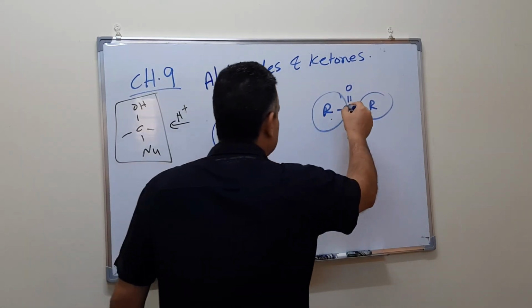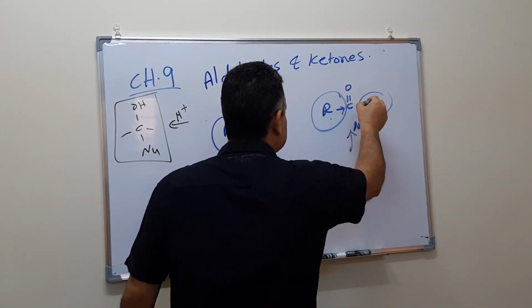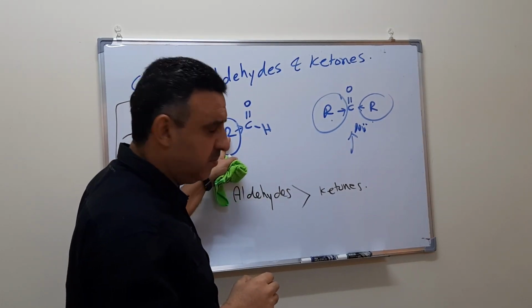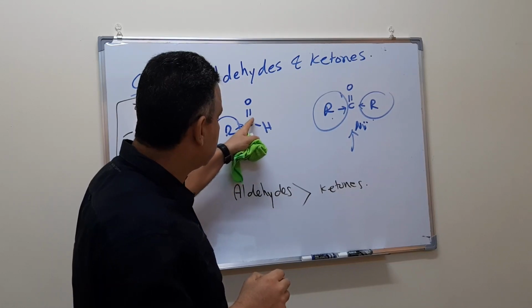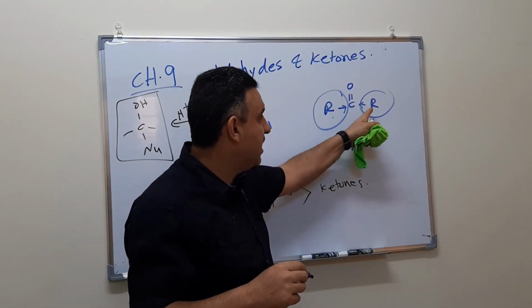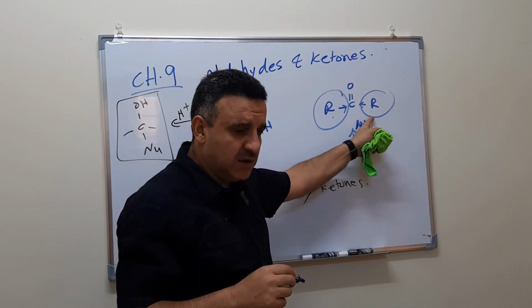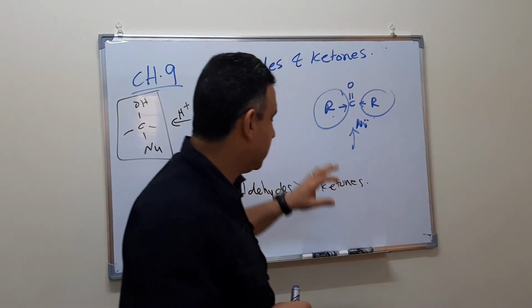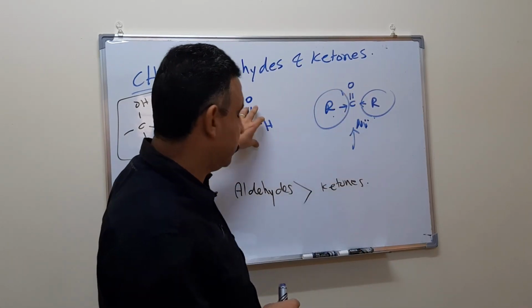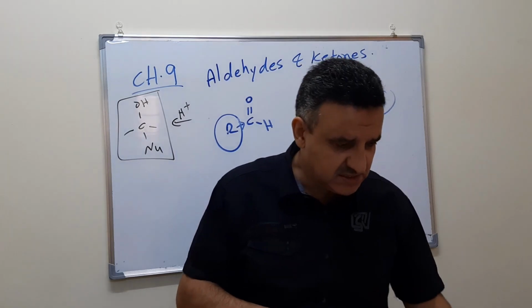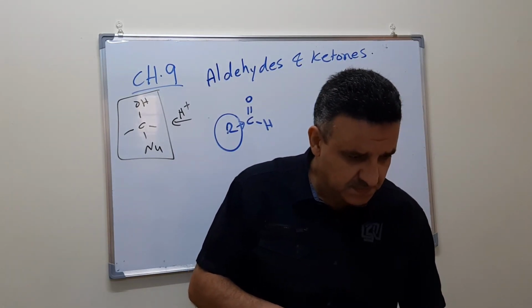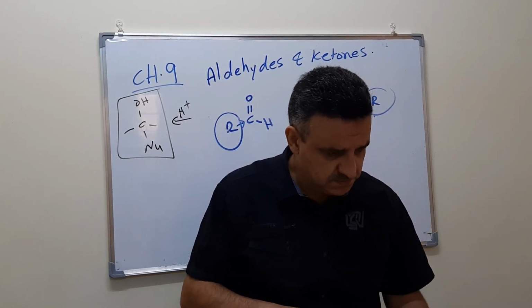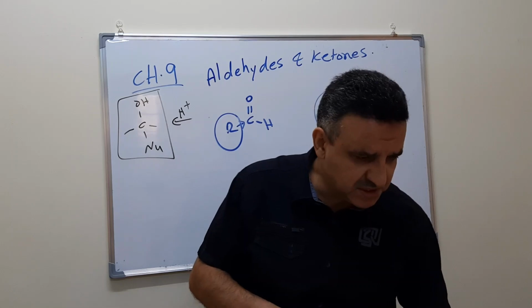The second reason is the electron releasing ability of these R groups. As you can see, the aldehyde is connected to one R group, which decreases the electrophilicity of the carbon, while the ketone carbon is connected to two alkyl groups, which decreases the electrophilicity of the carbon significantly, and thus the ketone is less reactive compared to the aldehyde for this reason. Any questions so far? Is there any question? Please respond.